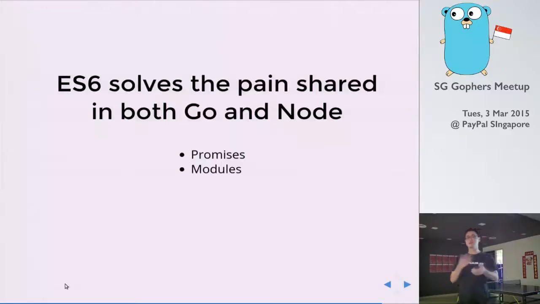And also for all the pains like error handling and the package names, the next version of JavaScript actually already solves these pains that exist in both Go and Node. For example, in ES6, they have this concept called promises, which abstracts error handling into what's called a promise rejection. And with the ES6 module, you don't even need to put the name of the package when you want to use a method inside, because you import it beforehand, so you can call whatever method inside your package directly without prefixing the package name.